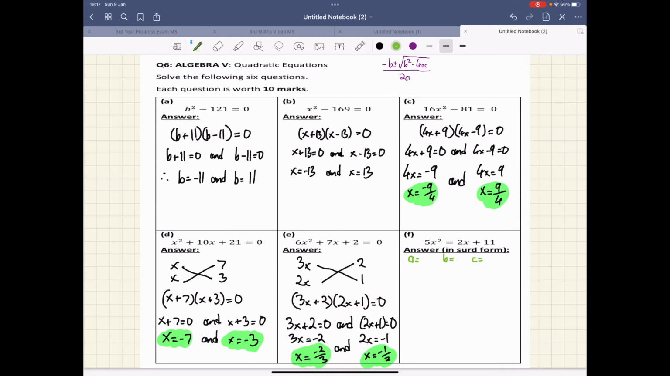Now, this was trying to throw you off because I haven't written it in a equals 0 form. So the first thing you needed to do was take the 2x and the 11 and bring them to the left-hand side by taking them away. So you should have rewritten this as 5x squared minus 2x minus 11 is equal to 0, which makes a is 5, b is minus 2, and c is minus 11.